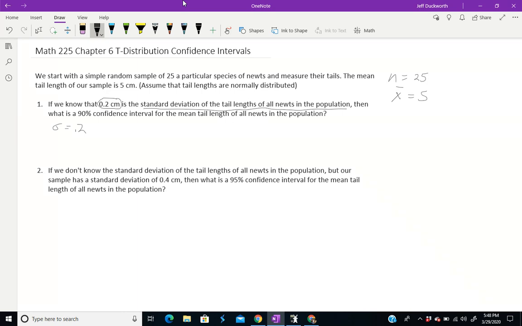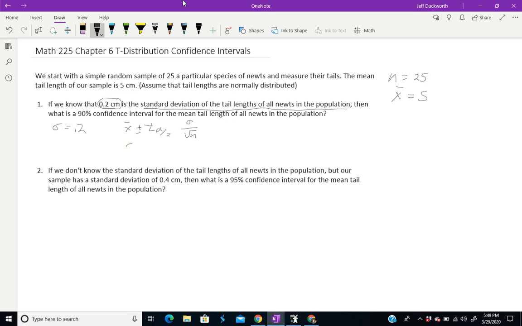Now we want a 90% confidence interval for the mean tail length. Our formula for that, and we're not going to use the formula, I'll fill some stuff in, but we'll use a calculator, is x bar plus or minus t of alpha over 2 times sigma over square root of n. The t of alpha over 2 will need either a chart or a calculator, so our calculator will do it all for us.